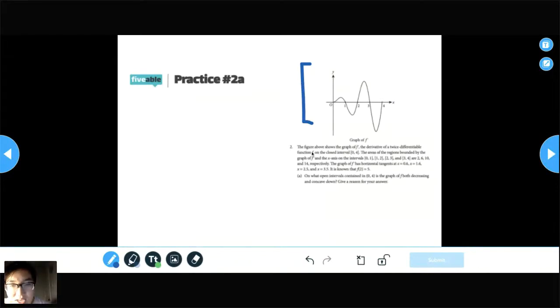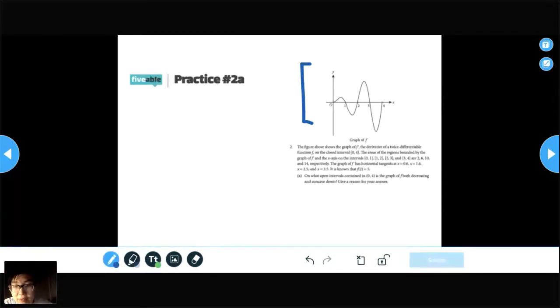So what this question says is the figure above shows the graph of f prime, the derivative of a twice differentiable function f on the closed interval 0 to 4. It says the areas of the regions bounded by the graph of f prime and the x-axis on the intervals 0 to 1, 1 to 2, 2 to 3, 3 to 4 are 2, 6, 10, and 14 respectively. So they're very nice here. They gave you the integrals. They told you what was under the curve.